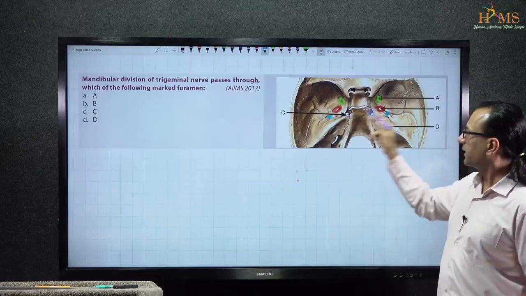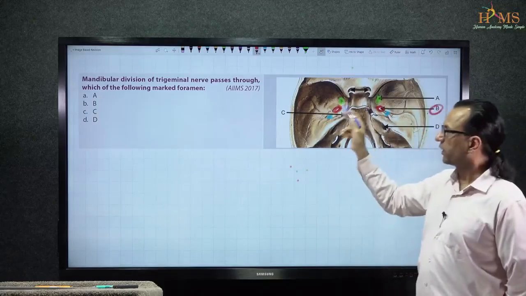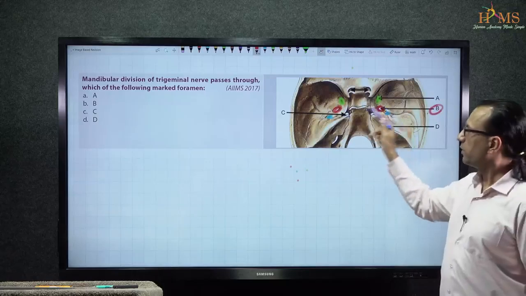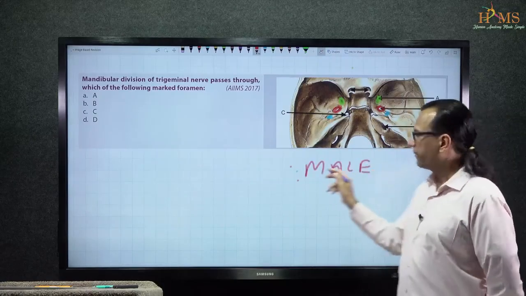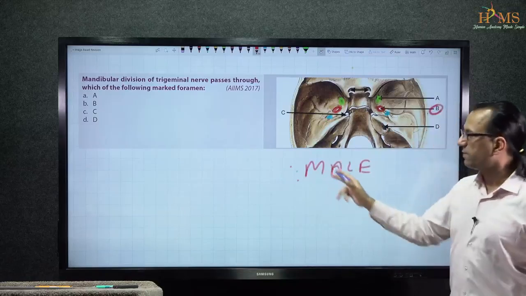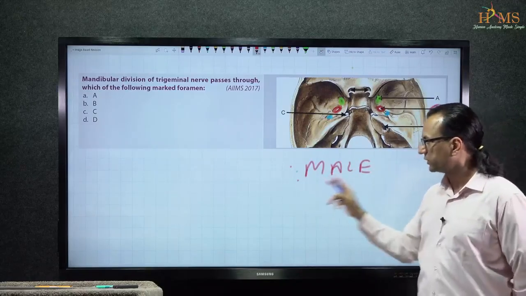The foramen ovale, that is marker B, is where you have the mandibular nerve, branch of the trigeminal nerve, passing. Not only the mandibular nerve is passing, but the MALE structures will be passing through the foramen ovale. M for the mandibular nerve, A for the accessory meningeal artery, L for the lesser petrosal nerve, and E for the emissary veins.